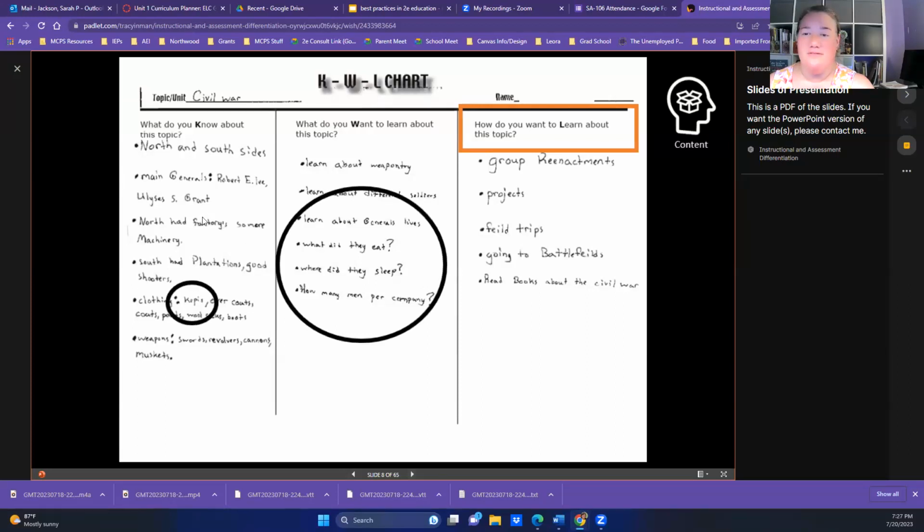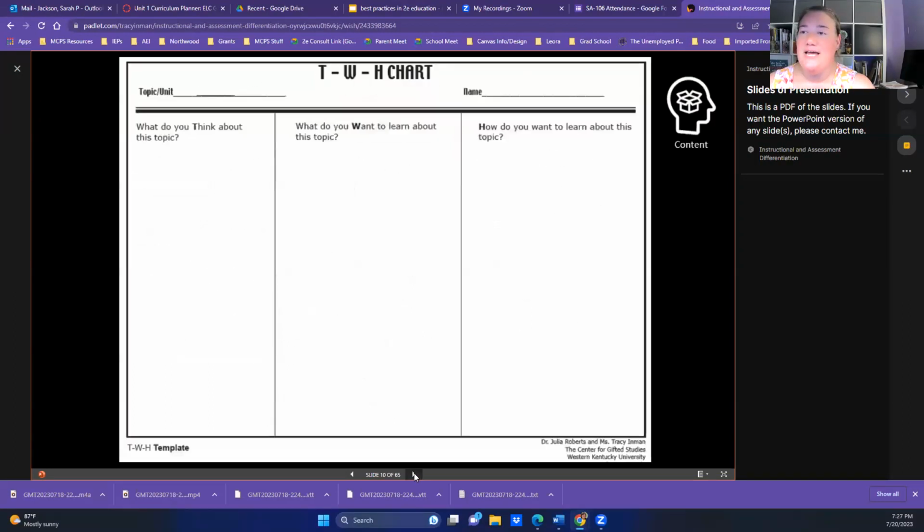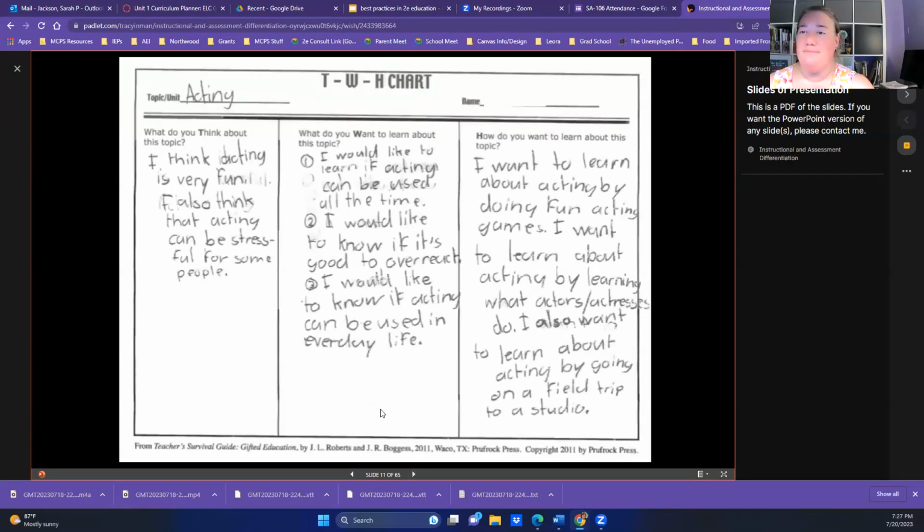So we have here our KWL chart where we're asking the students some pretty direct questions. When we move it to our THW chart, in this example, they're asking a student about acting. And so the student is saying, I think acting is fun. I think acting can be stressful. I'd like to learn if acting can be used all the time. I want to know if it's good to overreact. And then in this category, I want to learn about it by acting. I want to learn about what actors and actresses do. And I want to learn about it by going on a field trip to a studio.